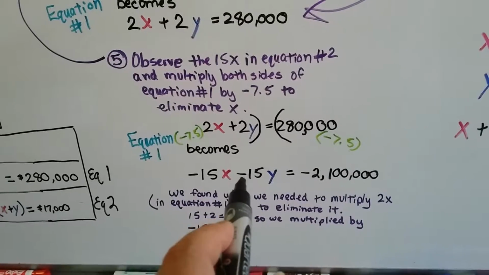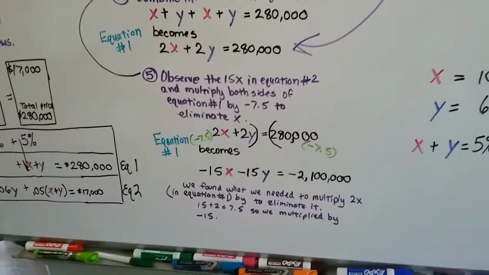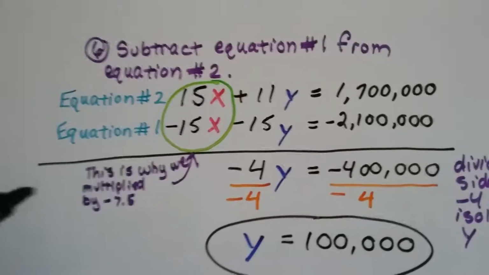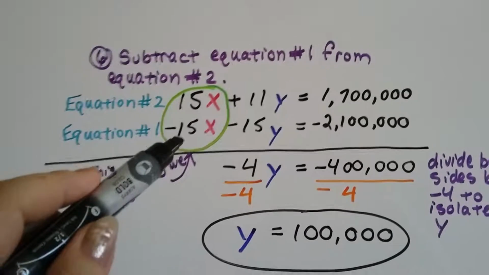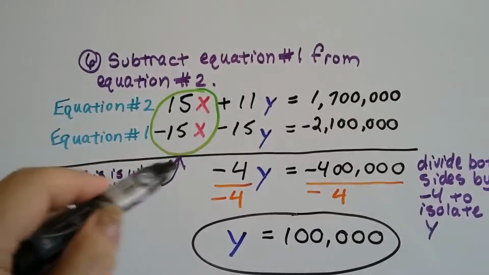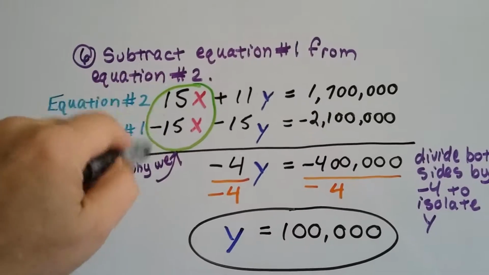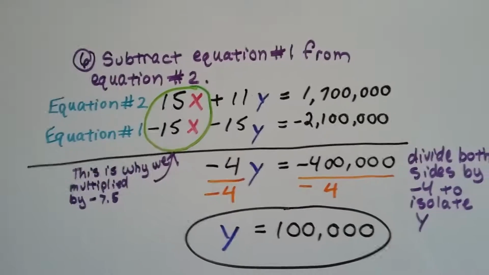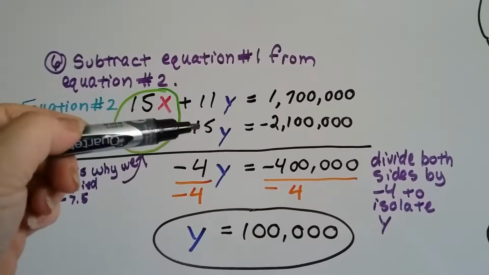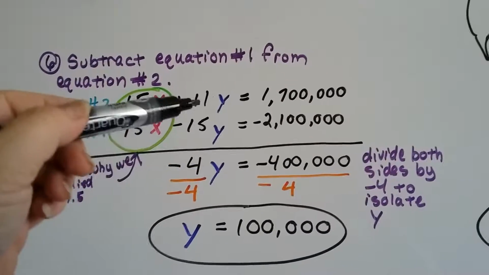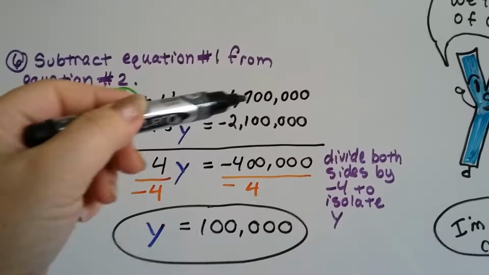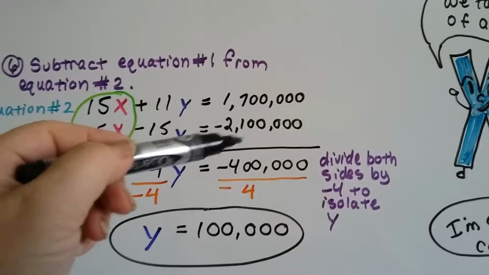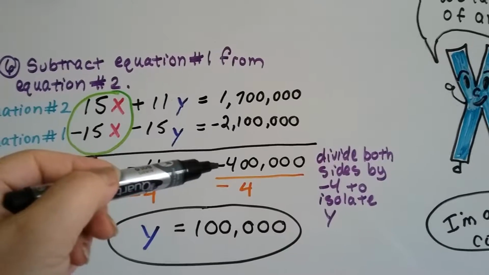Negative 15x minus 15y equals negative 2,100,000. And here's what we're going to do with it. Now that we multiplied both sides by negative 7.5, we were able to take that 2x and turn it into a negative 15x, and now look what we can do. We can eliminate the 15x. Then we have a plus 11 take away 15. That puts us into the negatives because 11's not big enough, and we have negative 4y. We take the 1,700,000 and take away the 2,100,000, and that gives us a negative 400,000.